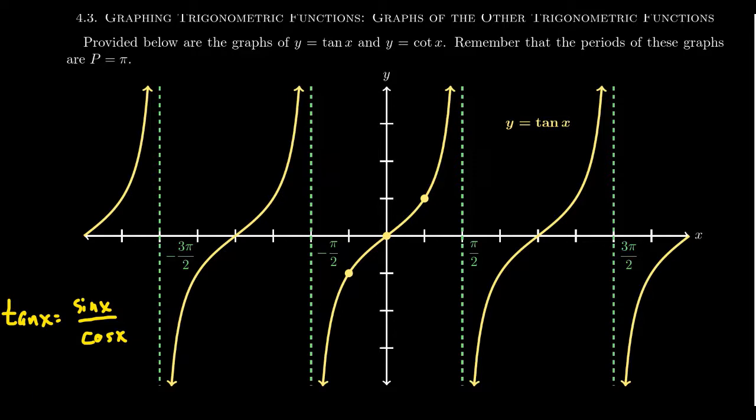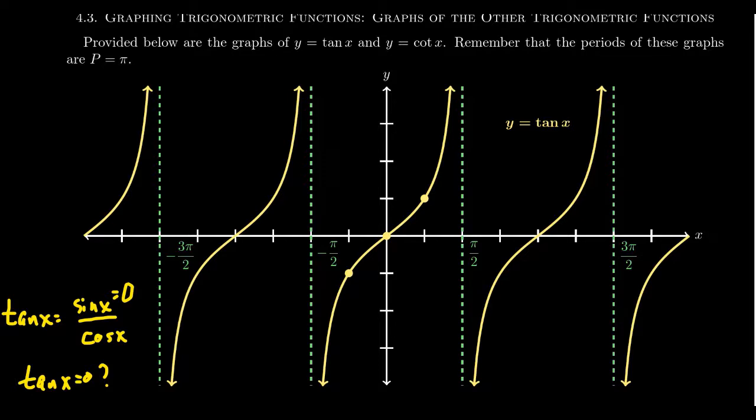Some other things to note is that tangent will equal 0 exactly when sine is equal to 0, since that's the numerator of tangent. So when is sine equal to 0? That happens at 0, at pi, at 2 pi, at negative pi and negative 2 pi and the like. So again, at integer multiples of pi, that's when tangent equals 0. Okay, so those are some things to note.